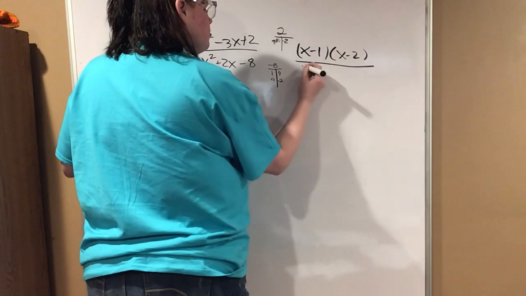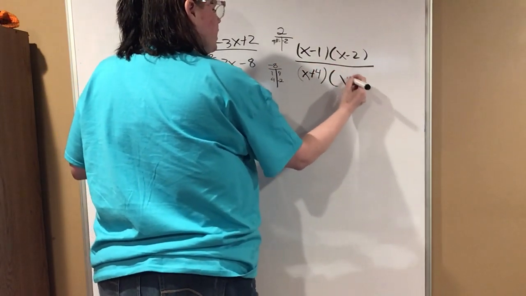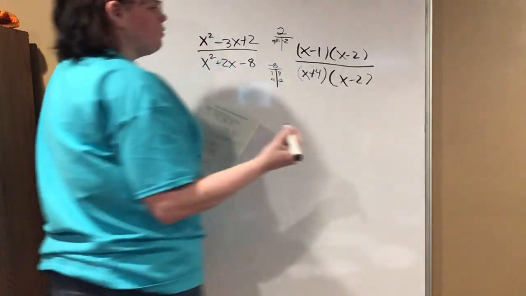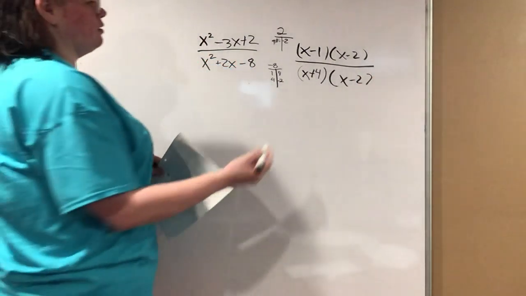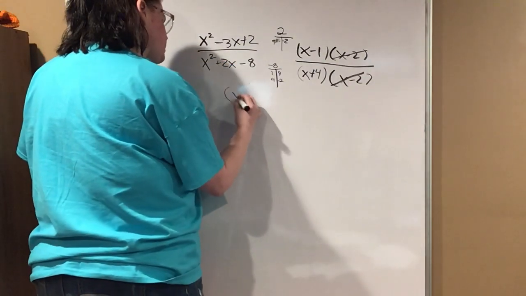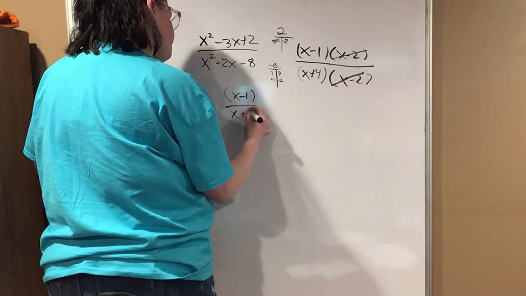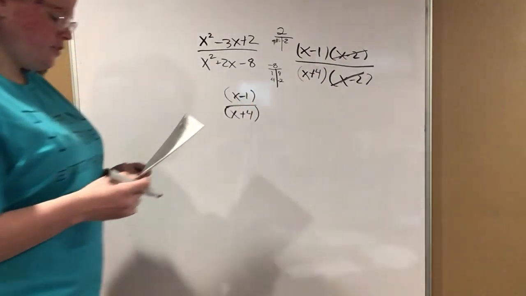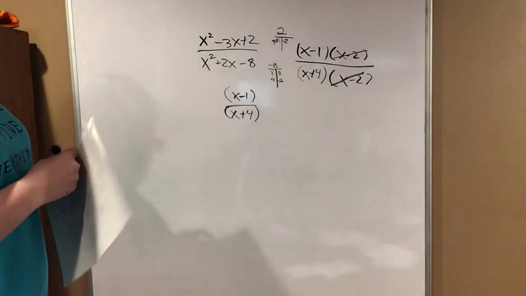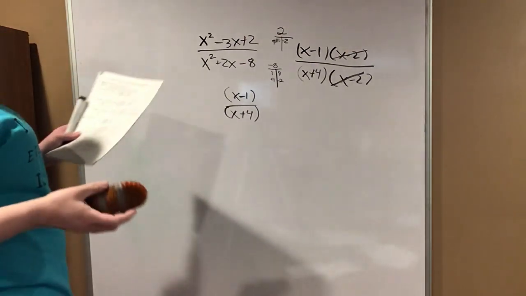So we're left with x plus 4 and x minus 2. Well, what matches? We can cross out these two, and our answer is actually x minus 1 over x plus 4. That's as far as you can go when you have rationalized that expression. That is our goal, rationalizing these expressions.